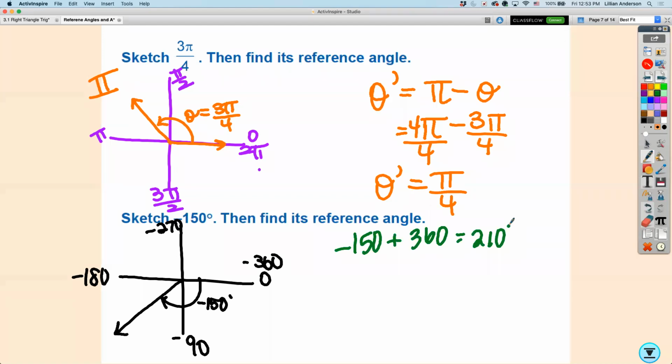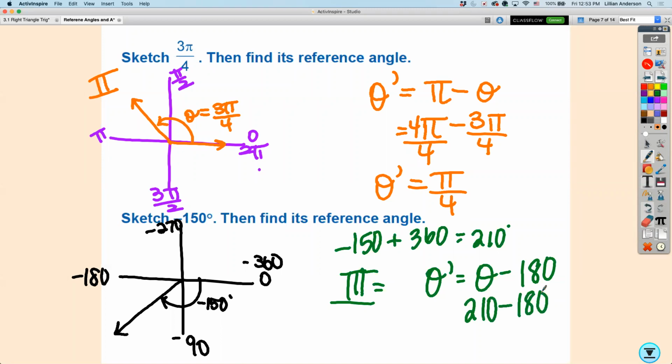So now I can use that formula for the third quadrant to say that the reference angle is theta minus 180. So what's 210 minus 180? 30. Some of you may be able to recognize that the distance between here is nothing but 30 degrees. Since my reference angle always has to be positive, it's a positive 30. You can do that too, but you've got a formula there to help you if you can't visualize it.